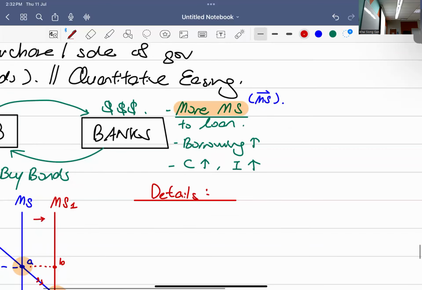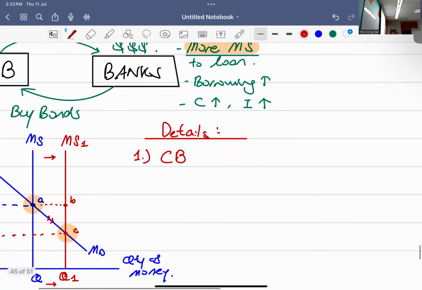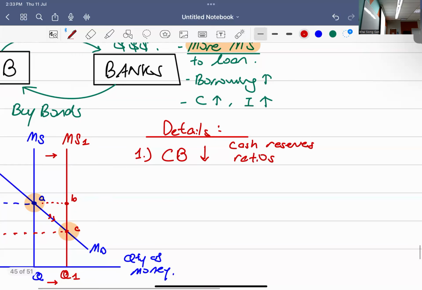For example, to achieve expansionary monetary policy, the first one is that the central bank can control the reserve ratio of the banks. For example, the central bank can decrease the cash reserve ratio of the commercial banks. Now, what do you mean by that?